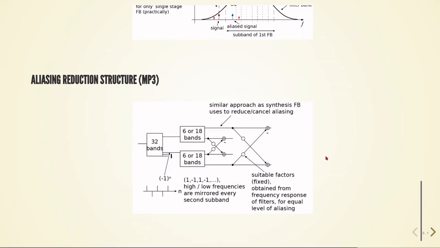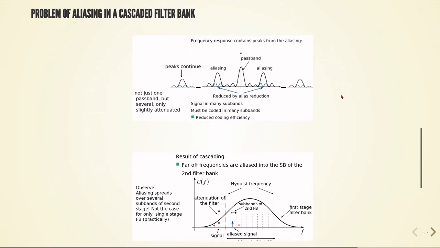Because of this, there is an aliasing reduction structure used in MP3, and it's a similar approach as a synthesis filter bank used to reduce or cancel aliasing. And we have here, for example, that high and low frequencies are mirrored every second subband, and we also choose some suitable factors that are fixed, and they are obtained from the frequency response of the filters for the equal leveling of aliasing. So there is a special aliasing structure included in this hybrid filter bank architecture, and it's very important to pay attention to aliasing.